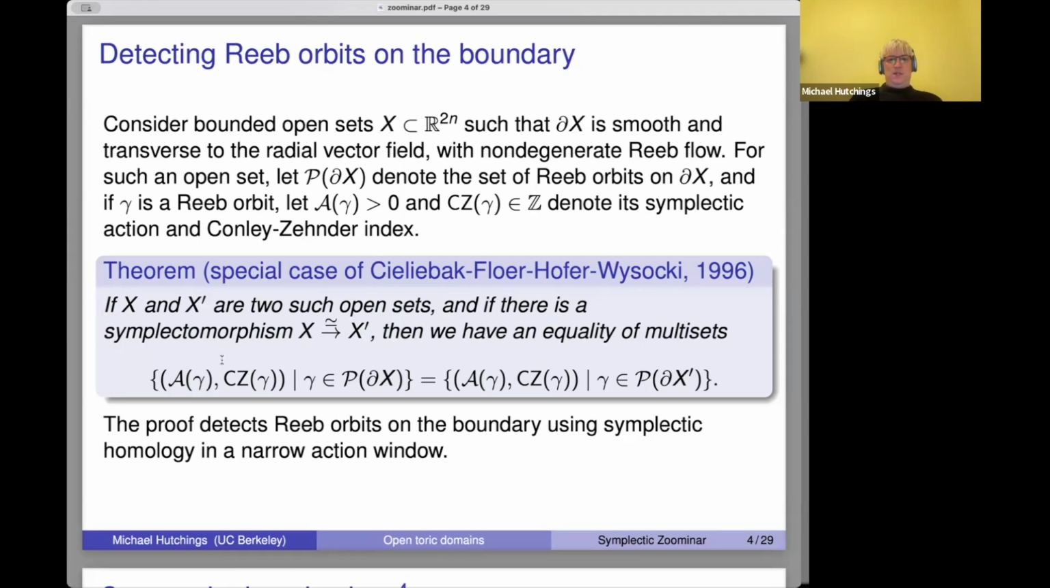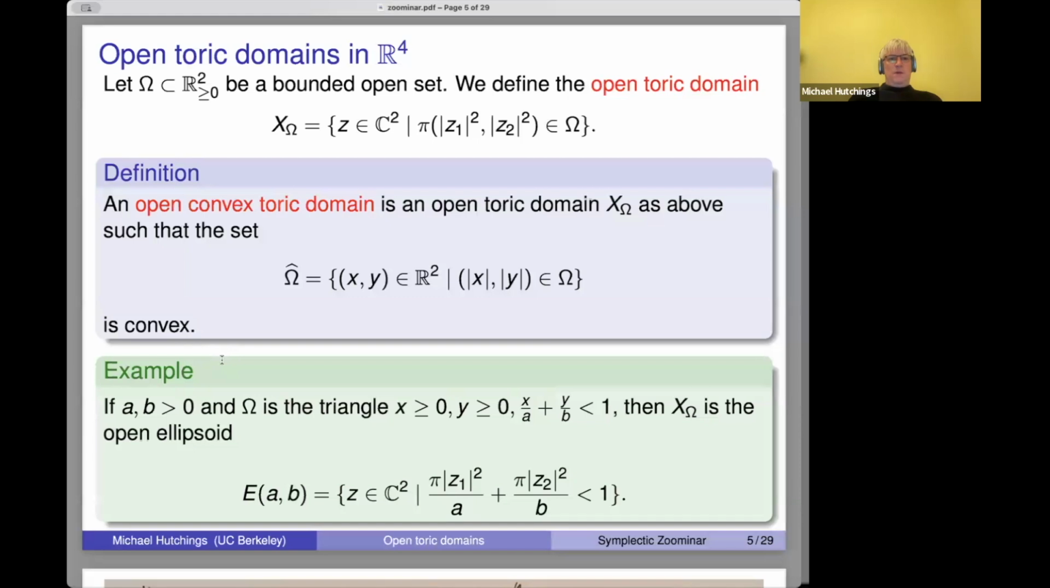So that's a nice result. Now, let me tell you about the domains I'm going to study. So these are open toric domains.